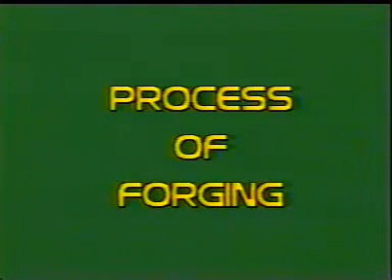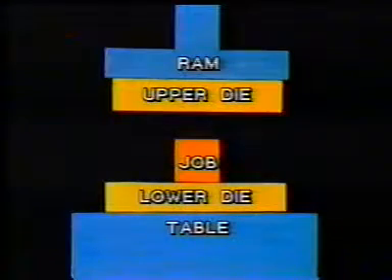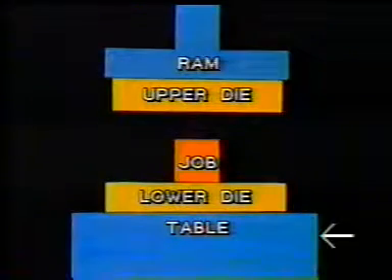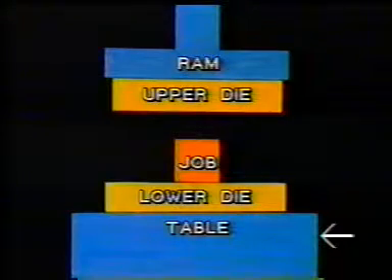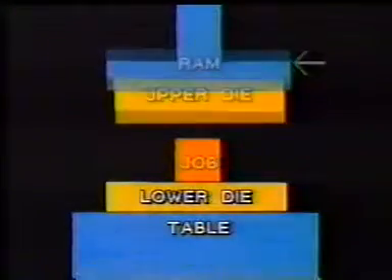Forged jobs are commercially produced on forging machines. Now let us understand the process of forging by graphic animation. The job is placed on the lower die. The lower die is clamped to the machine table. The upper die is mounted on the ram. The ram moves up and down, thereby bringing the upper die heavily on the job. This repeated striking of the job causes it to be compressed.